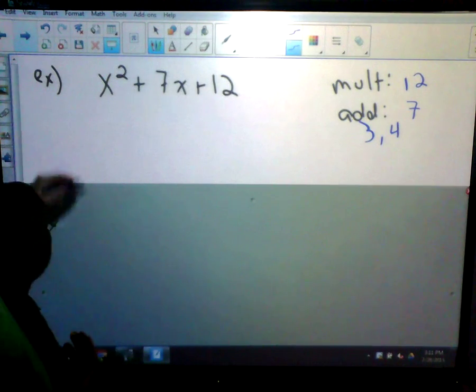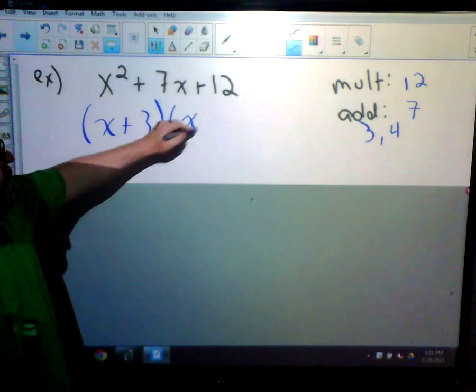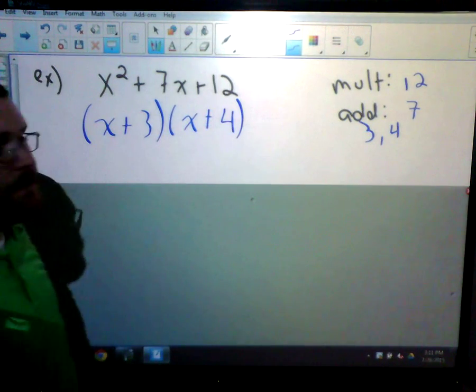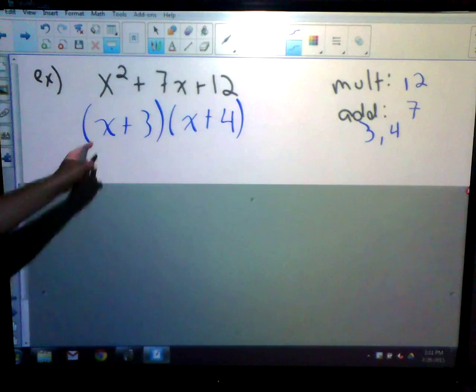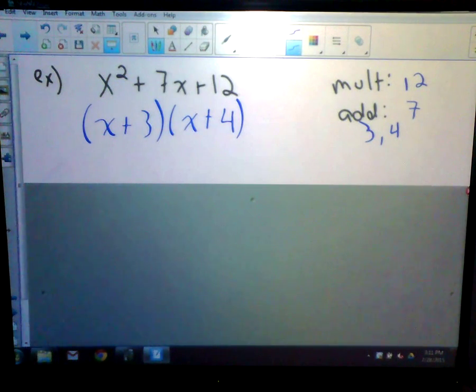So now let's write them as factors. X plus 3, x plus 4. If you want to check it, if you distribute it out, you better get x squared plus 7x plus 12.